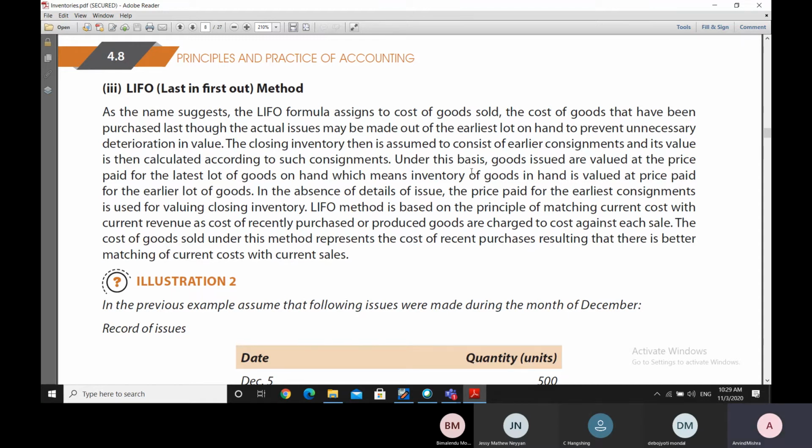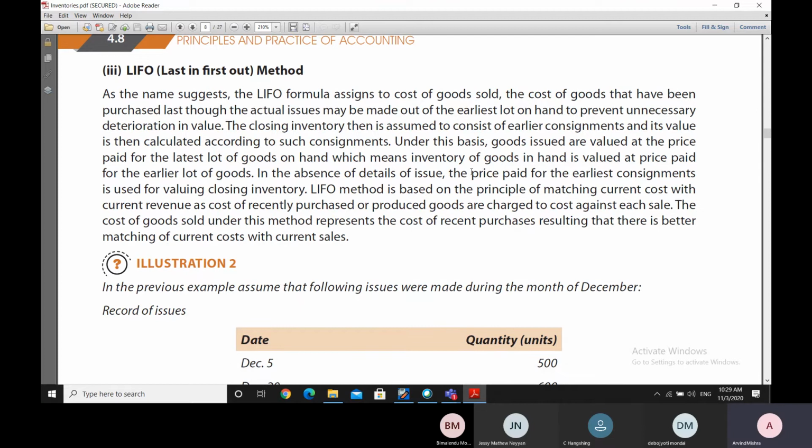Under this system, the goods which are issued are valued at the price paid for the latest lot of goods rather than the earlier lot of goods on hand, which means that the inventory of the goods in hand will be valued at the price paid for the earlier lot of goods, as against in FIFO, where the inventory of goods in hand is valued at the price paid for the latest lot of goods.